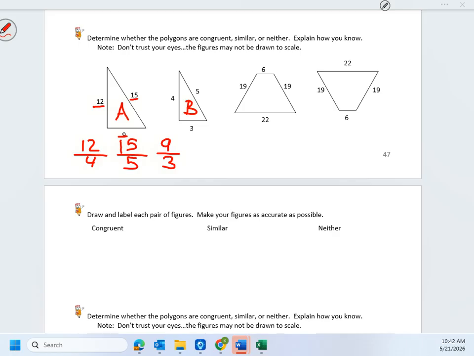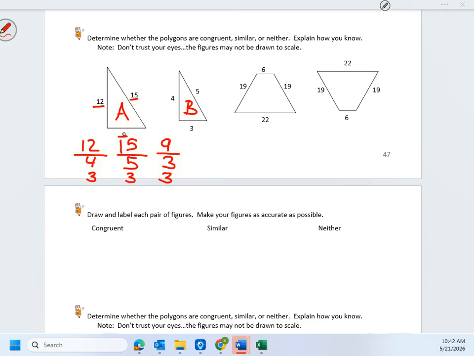Now I need to divide. Numerator divided by denominator. What is 12 divided by 4, everyone? 3. What's 15 divided by 5? 3. What's 9 divided by 3? 3. So, are my triangles congruent, similar, or neither? What do you think, Elliot? So, if it's congruent, it means it's the same shape, same size.